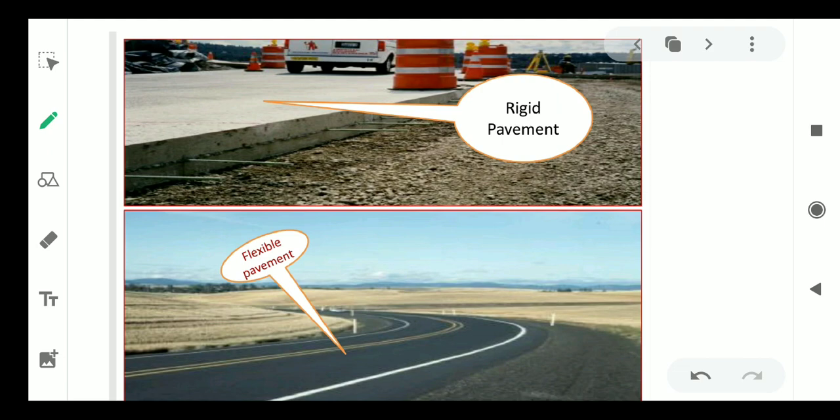So here is the picture of the rigid pavement. First one, we can clearly see in rigid pavement and flexible pavement, the color of the rigid pavement is semi white, not perfectly white, but compared to the flexible pavement it is a white pavement, and this one is the black pavement due to the color of the bitumen. So one difference is that the color of rigid pavement is white, so it is also known as the white pavement, and the color of the flexible pavement is black, and it is known as the black pavement.